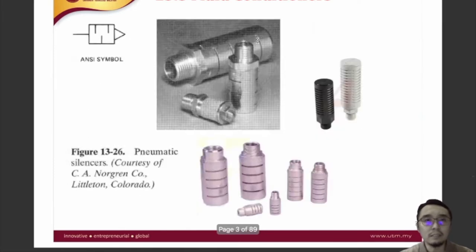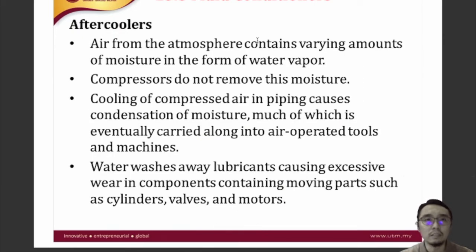After the silencer, we have an important component of the pneumatic circuit, which is the aftercooler. Actually, the purpose of this aftercooler is just to remove the moisture from the air coming from the atmosphere. If you recall, the compressor just takes the air from the atmosphere into the system. However, when it comes into the system, the cooling of compressed air in the piping will cause condensation, and we don't want this water inside our system because it will cause excessive wear and tear in our moving parts.